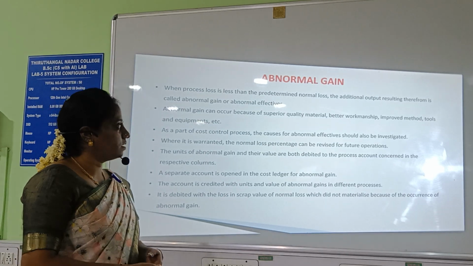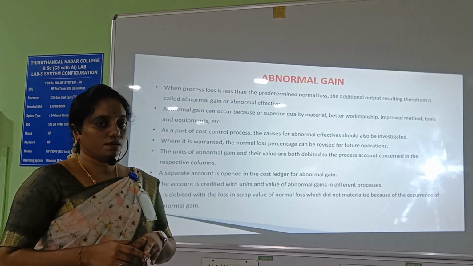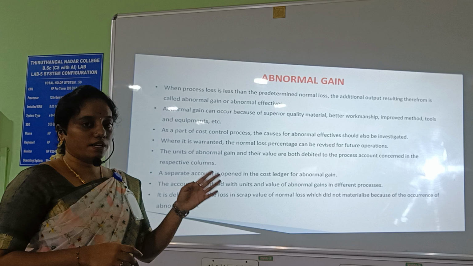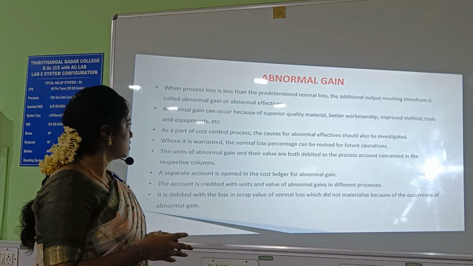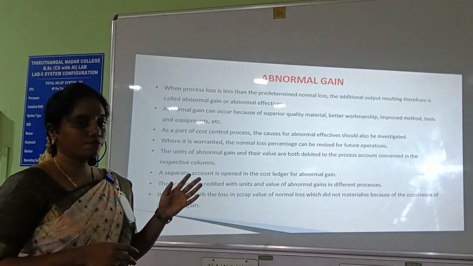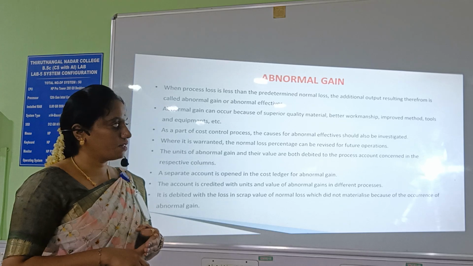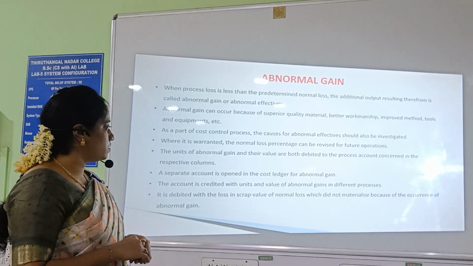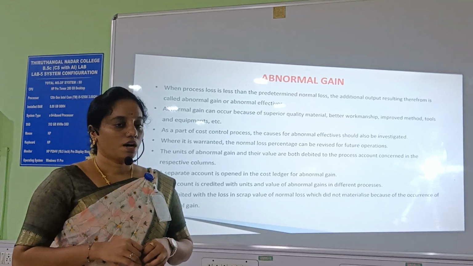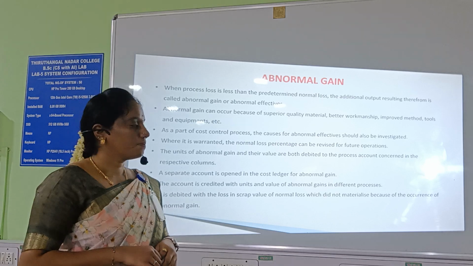Next one is abnormal gain. When process loss is less than the predetermined normal loss, the additional output realized therefrom is known as abnormal gain or abnormal effectives. Abnormal gain can occur because of superior quality material, better workmanship, improved methods, tools, equipment, etc. The units of abnormal gain and their value are both debited to the process account concerned in the respective columns.